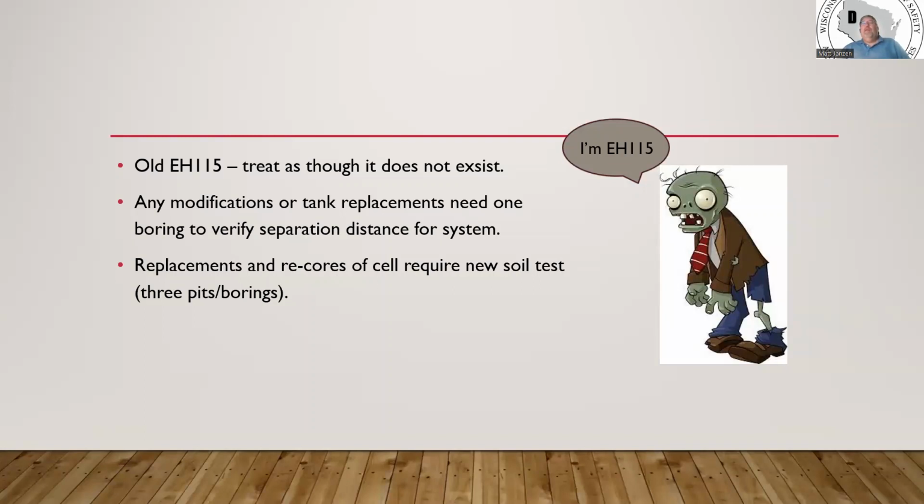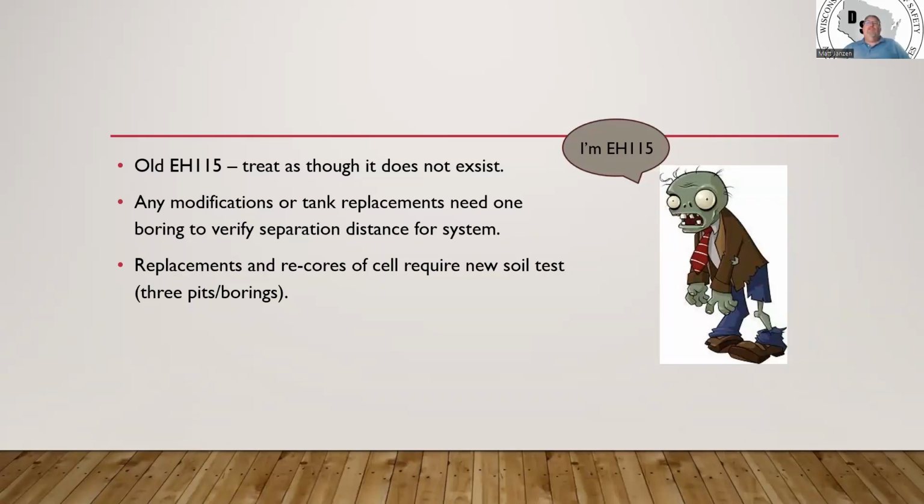However, if you're doing a replacement of the drain field or a recore, so if you're modifying the cell, then we're going to need 3 pits or borings out there. So we're going to need a new soil test for that location of that area. It's not just whether we meet separation. We're going to need a new soil test to verify that the drain field can be either recored or replaced in that area.